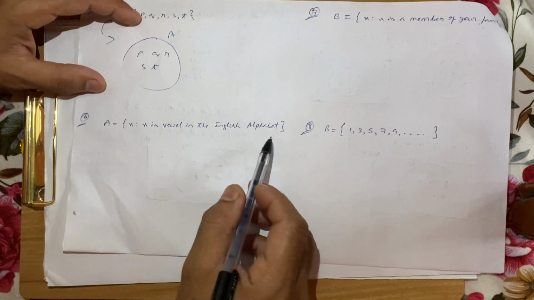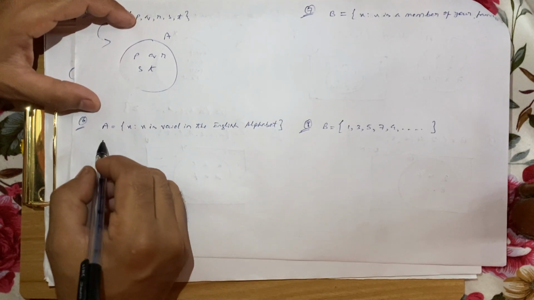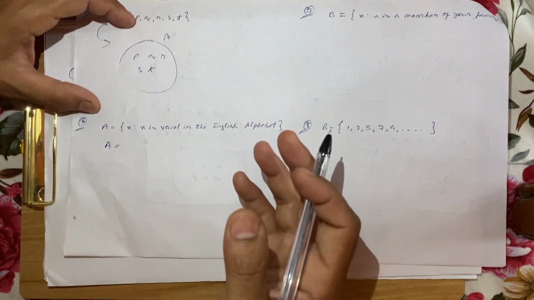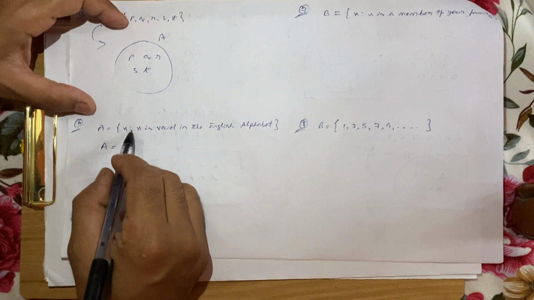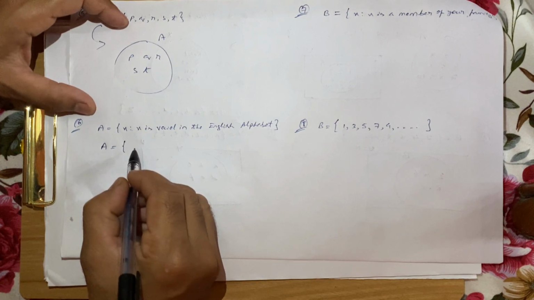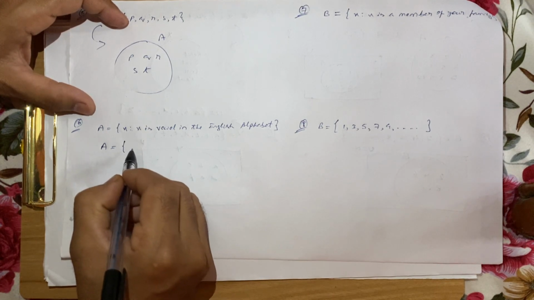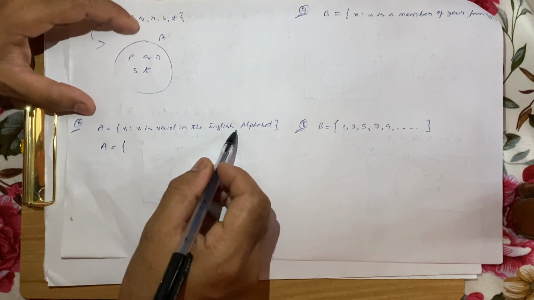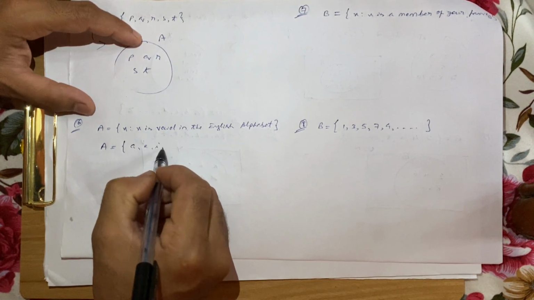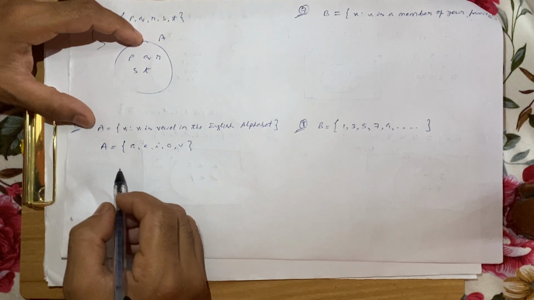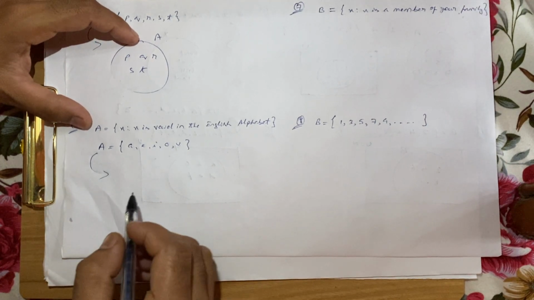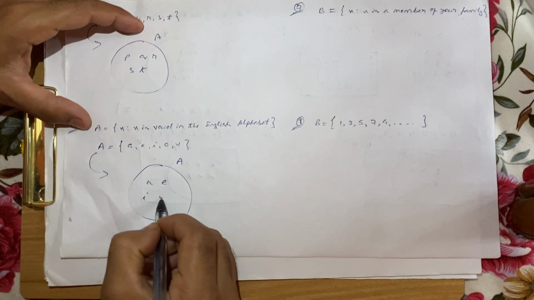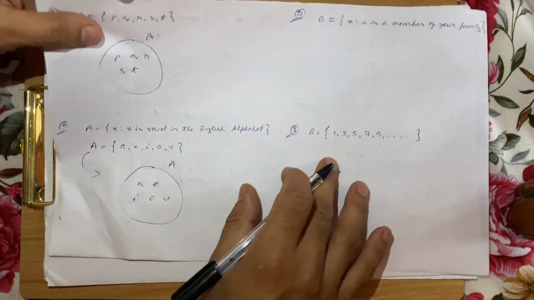The next one has been given in the set builder form, right? So we need to list the elements out first. Let's see what each and every element in this set is. X such that, there will be some elements here, each of them assumed to be X. And what is the nature of each element? X is a vowel in the English alphabet. So it's simple: A, E, I, O, and U. To draw the Venn diagram for this set A, name it as A, then write A, E, I, O, U. Done.